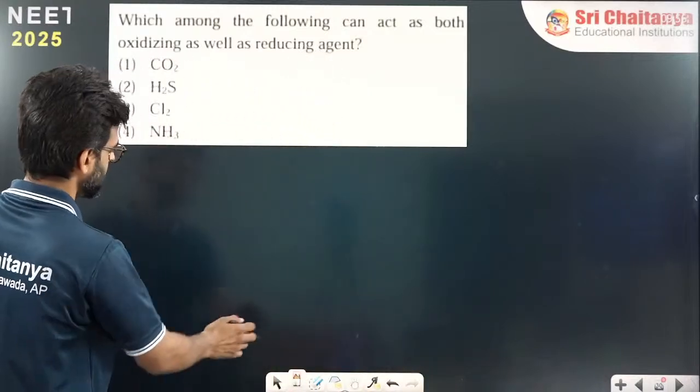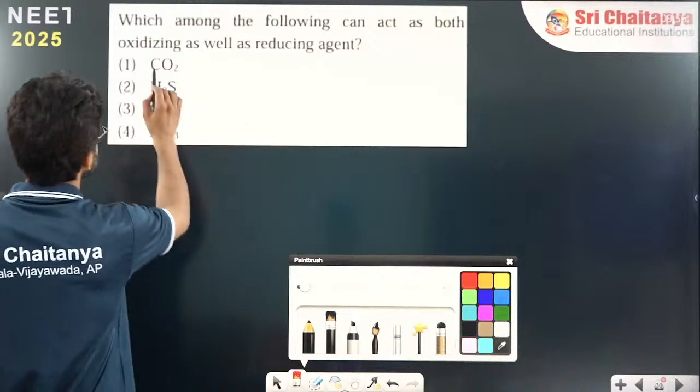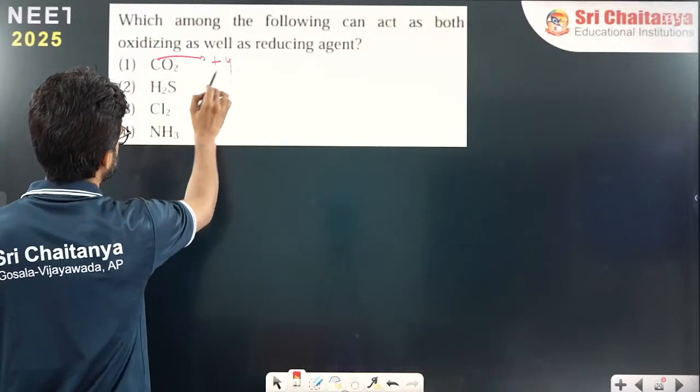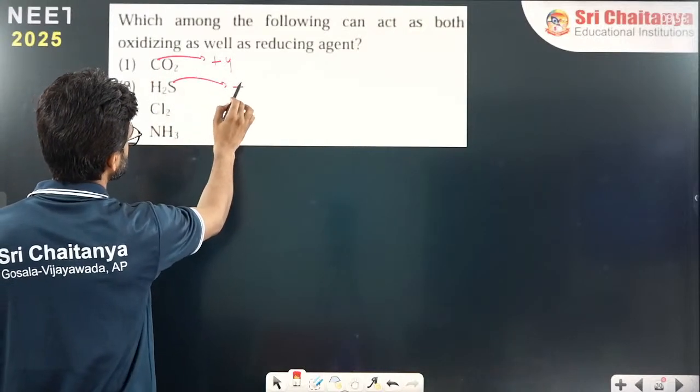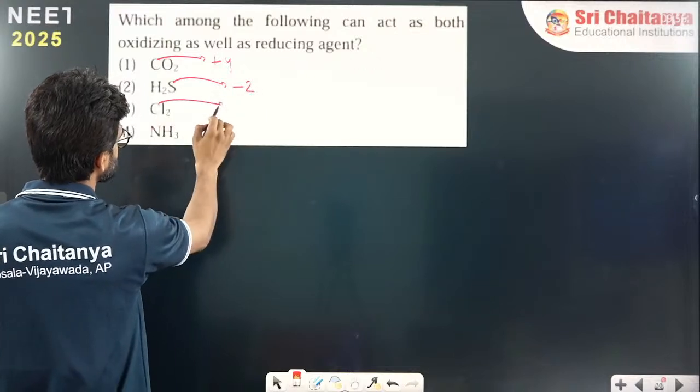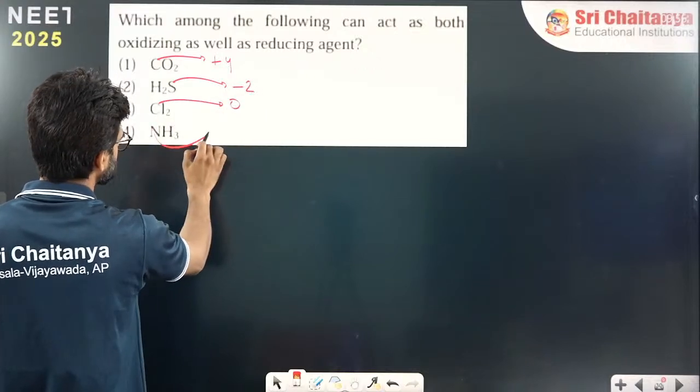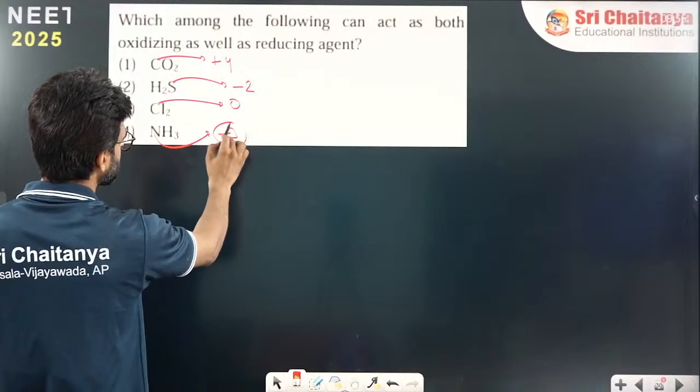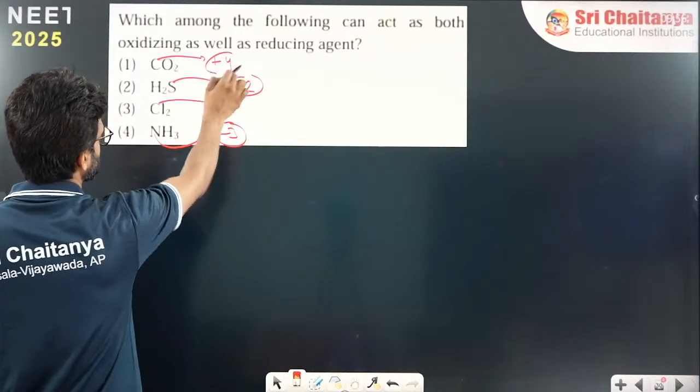So in this case, here carbon is present in which one? +4, maximum. Sulfur -2, minimum. Chlorine 0, okay. Nitrogen how much? -3. Minimum, maximum.